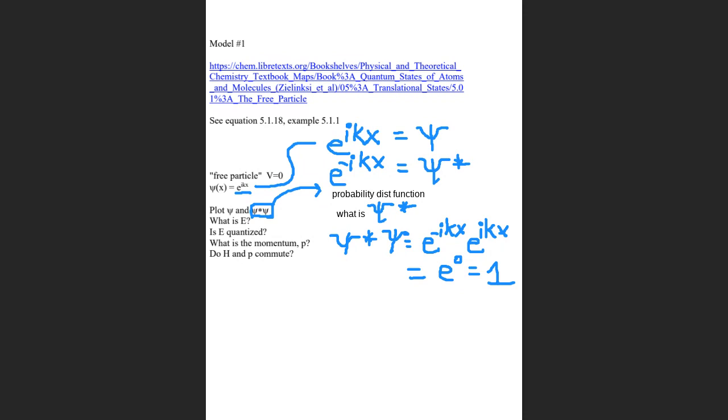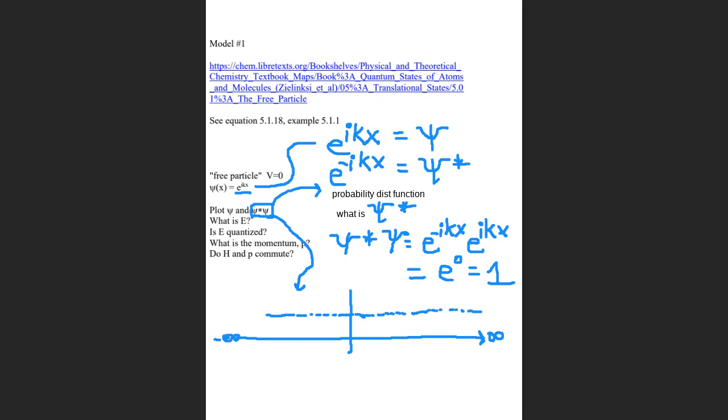Okay, if you try to plot a probability distribution for this thing, I'll sketch that down here. Well, here's the y-axis, here's the x-axis. In one dimension, anything between positive infinity and negative infinity can be x. And if we plot psi star psi in the dashed line, that's equal to 1 in both directions forever.